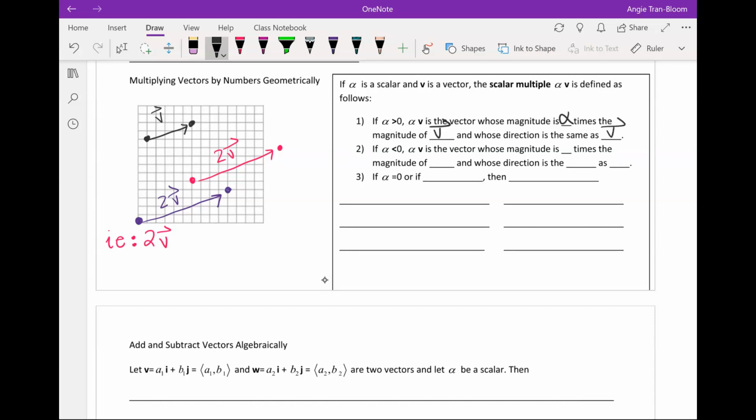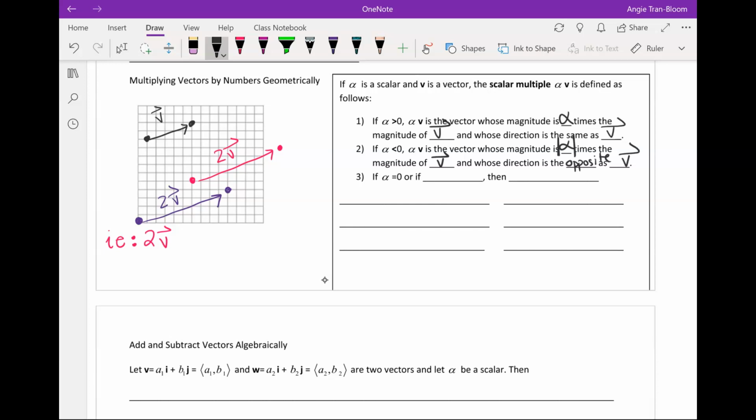If alpha is negative, which is less than 0, alpha times v is a vector whose magnitude is what? It's alpha, but because alpha was negative, it's the absolute value of that, because magnitude cannot be negative, times the magnitude of your original vector v. And whose direction is the same, or opposite? Opposite as your original vector v.